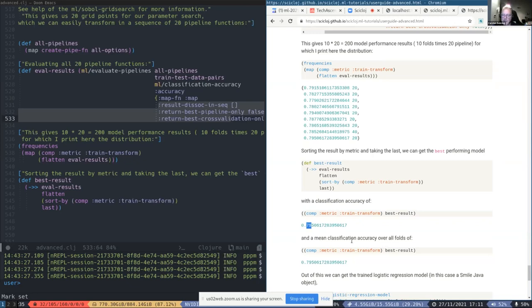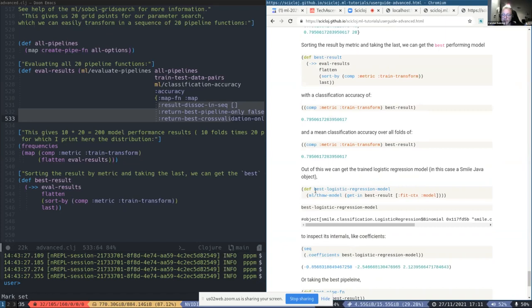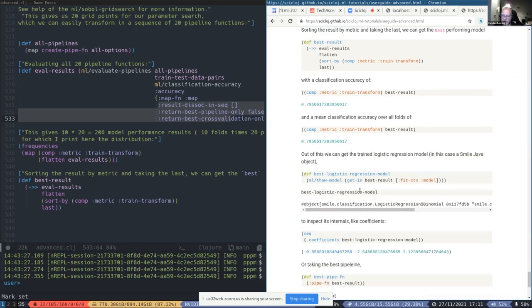But we also have the mean classification over all folds. This is basically the result of the best fold, but typically we are interested in the mean over all folds. So we want to select the best model not by the best accuracy, but by the best mean accuracy, which we can get as well. And we can get the best model, because the model is in here as well. In this case it is the model object, which is a Java class, because Scicloj.ml below is using a Java machine learning library. So we get the best model as a Java object.